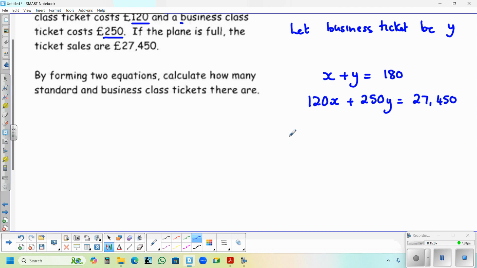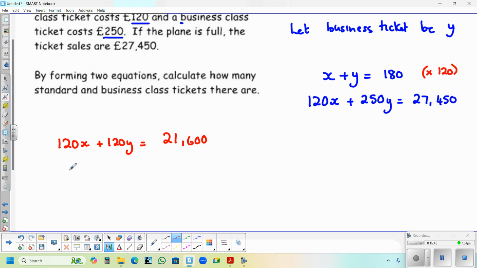I want to eliminate one of the letters. So we'll eliminate x, which means I've got to multiply that one by 120. And I can keep that one just the same. So when I multiply that by 120, we end up with 120x plus 120y is equal to, and I'm going to do 120 times 180, and 120 multiplied by 180 comes out to be 21,600.